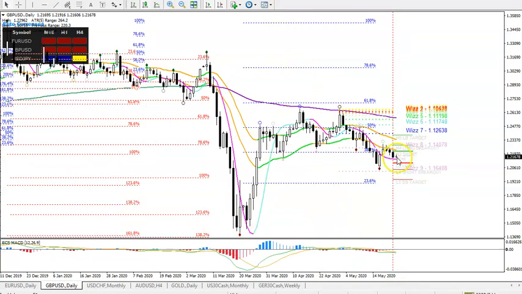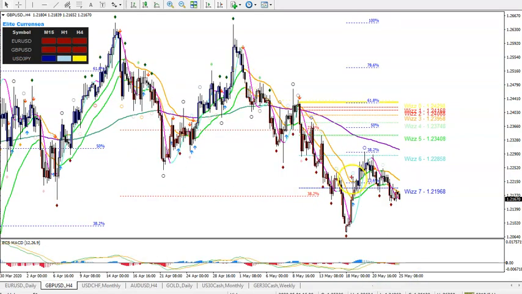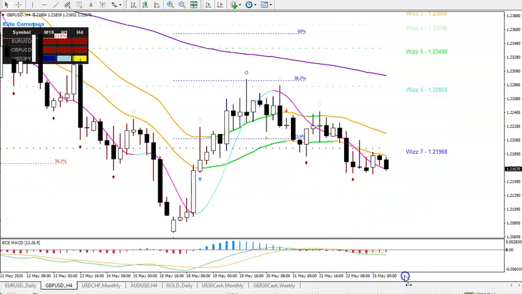Let's take a look at the 4-hour chart. There we go. And it looks like we're having a wave 4 here at the 38.2 fib. So I would suspect that this price can continue lower.